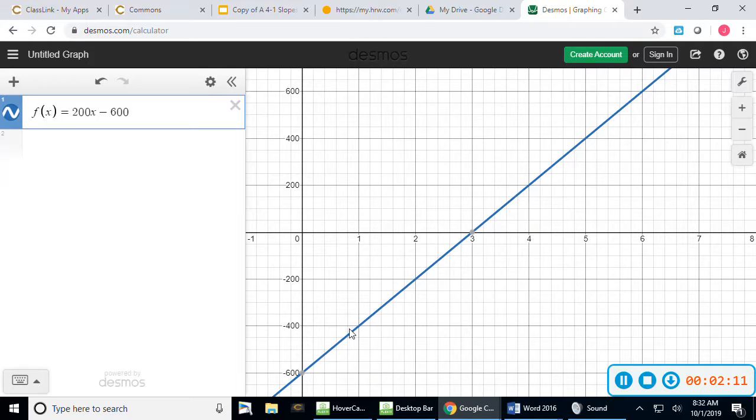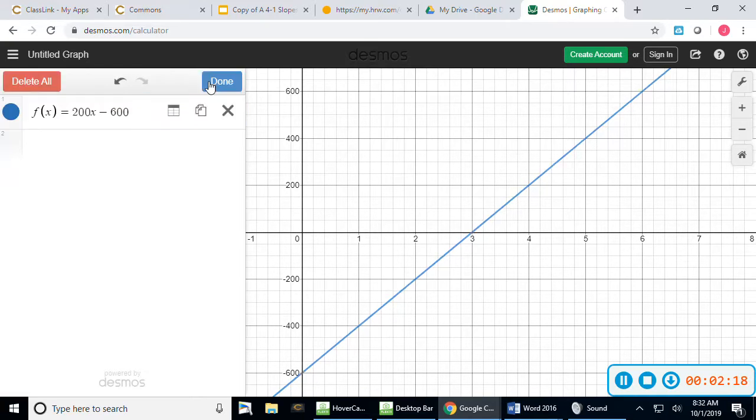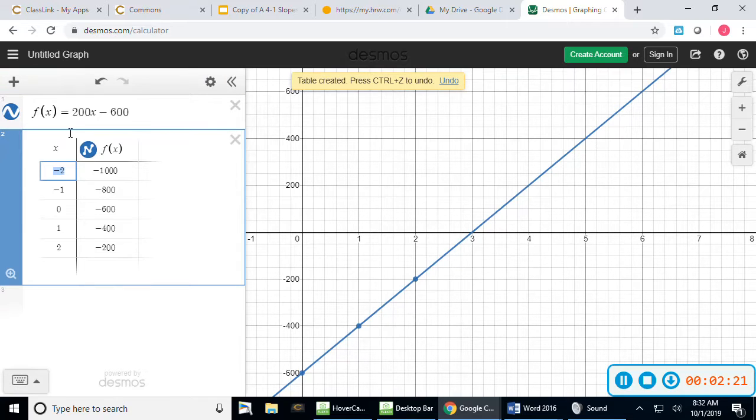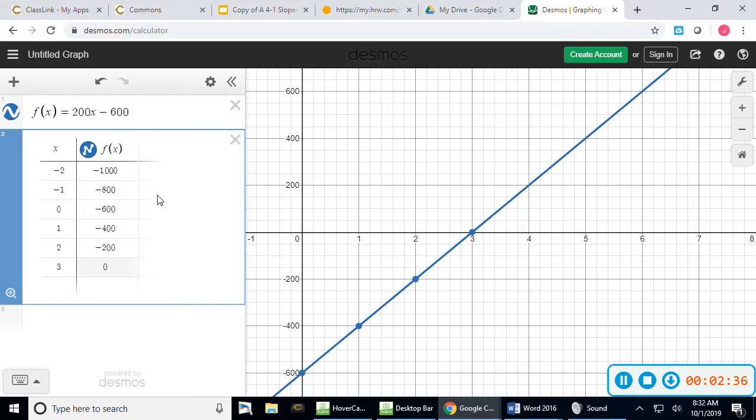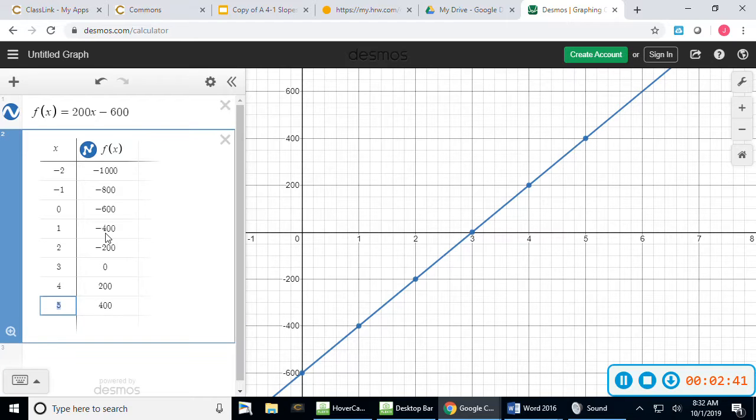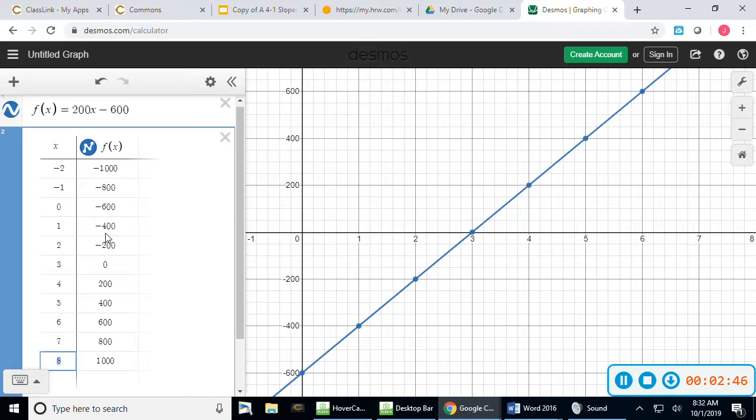I have 0, negative 600, and then I have 3, 0. You can also get your points for your table. If you click Edit here, it brings up a table, and you have those values. My graph doesn't show negative 2, so I'm not going to use negative 2 or negative 1, but I'm going to start at 0, and I need 3, 4, 5, 6, 7, and 8, so that way I can graph my picture.